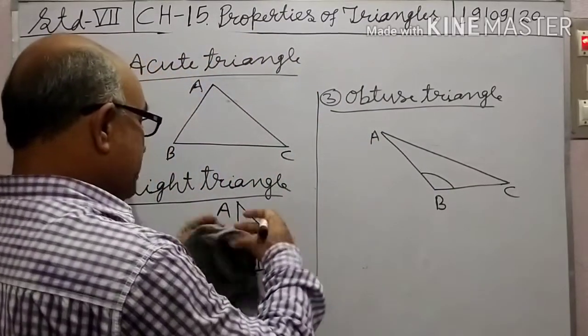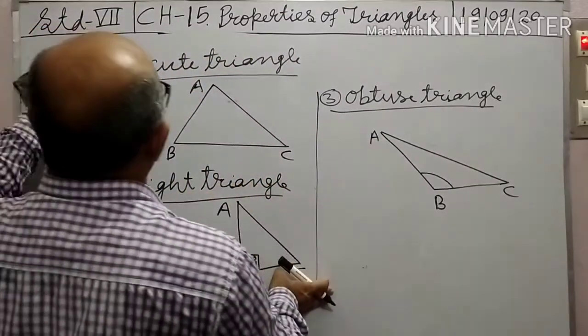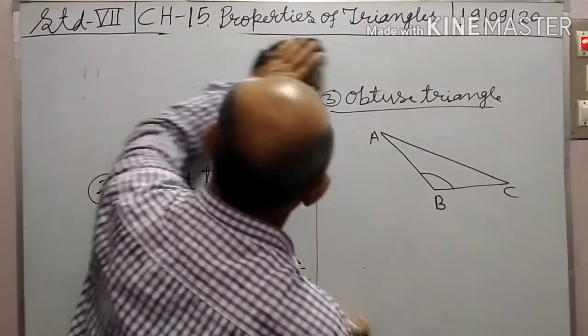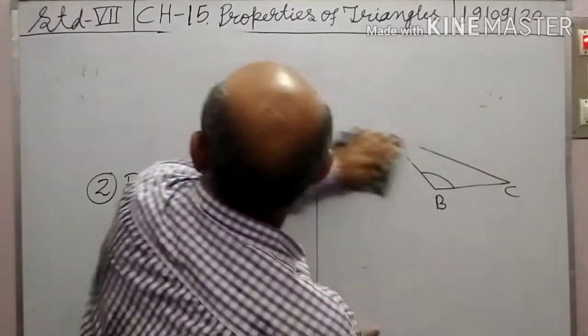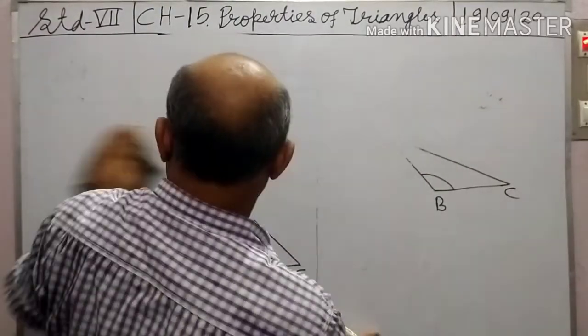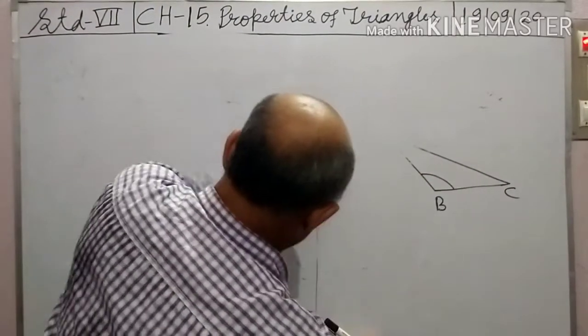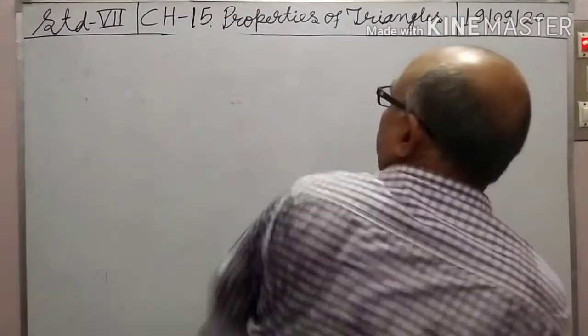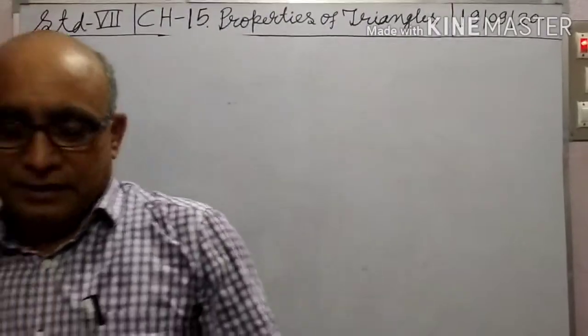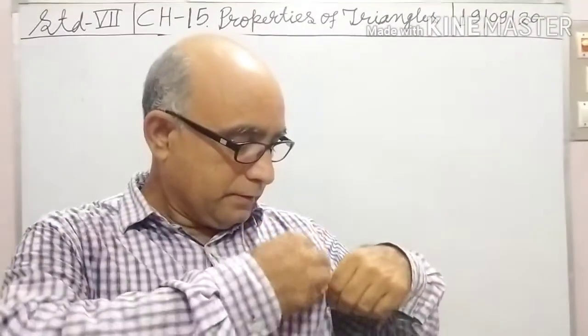Now, next term is angle sum property. Students, it is a very important thing, angle sum property. Short form of angle sum property, ASP.